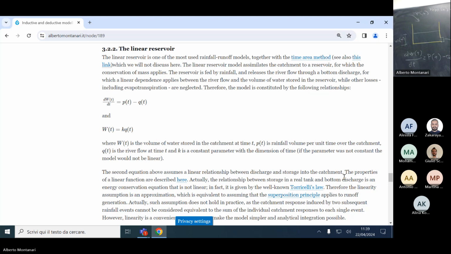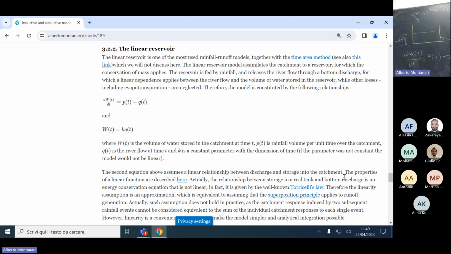So what is an equation that may explain the relationship between storage and river flow? Conservation of energy. If you remember from your basics of hydraulics and fluid mechanics. This is the word that I was looking for.